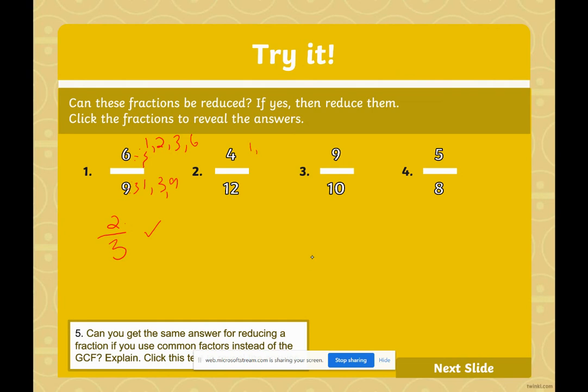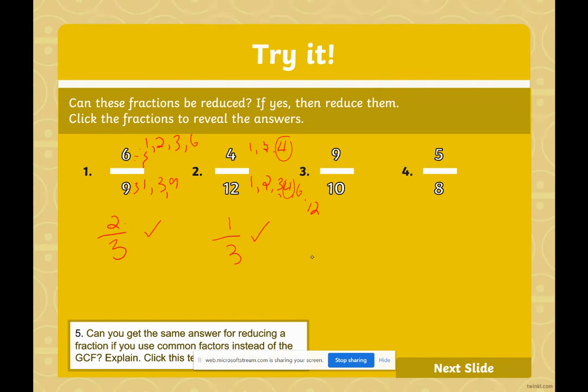Now 4 and 12. The factors of 4 are 1, 2, and 4. The factors of 12 are 1, 2, 3, 4, 6, and 12. That's a lot of factors for such a small number. Again, we're going to go with our greatest common factor, which is 4. 4 divided by 4 is 1. 12 divided by 4 is 3. And 1 over 3, you've got a 1 in the numerator. It's the smallest.